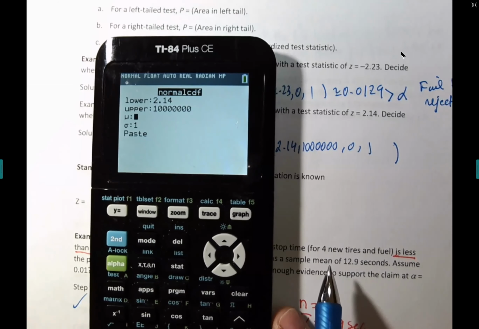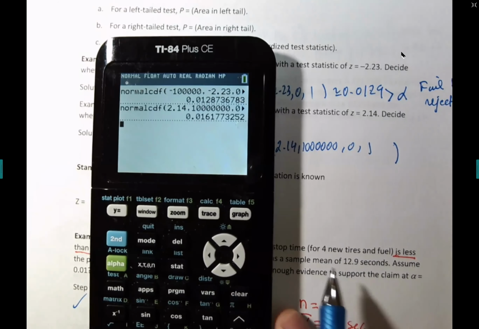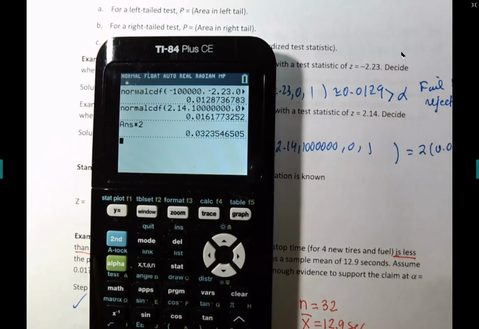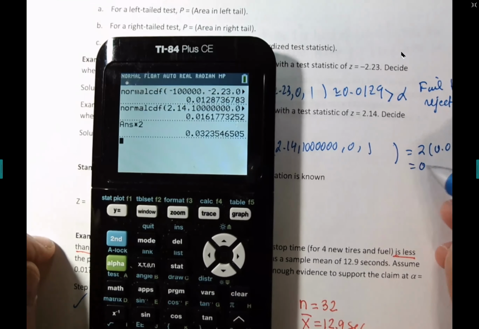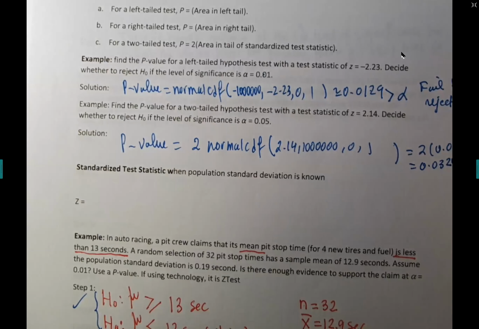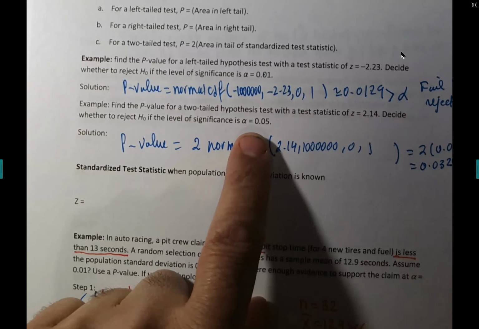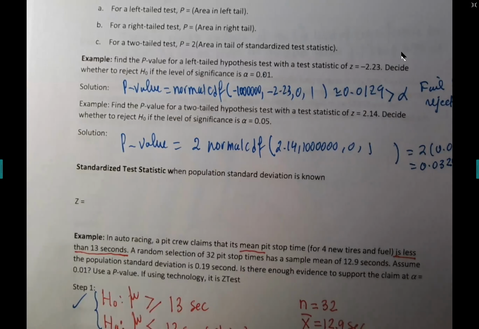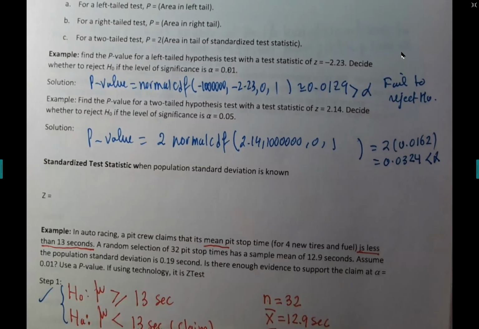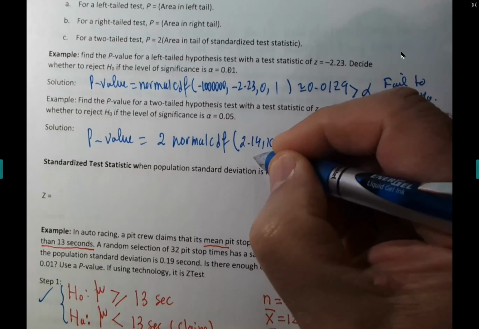And then 0.1. So I got 2 times 0.0162. Let's times it by 2, which is 0.0324. Okay, what do you think, guys? Comparing it with the 0.05 here. Smaller. We reject, right? Reject H0, exactly.